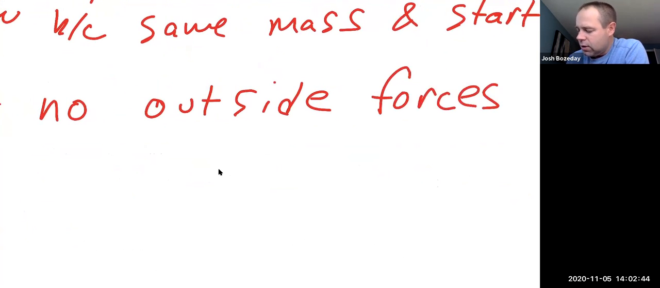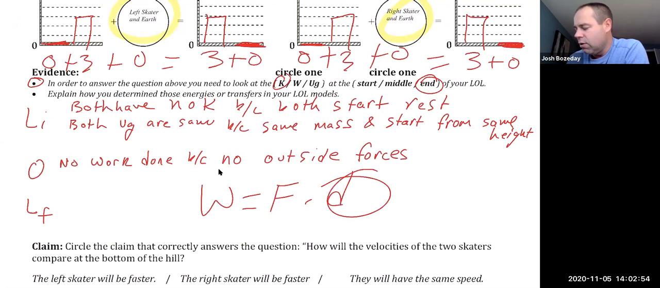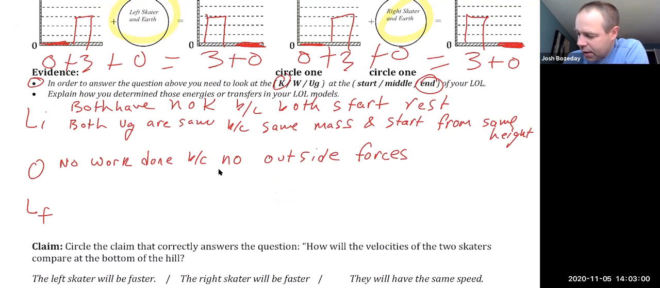Right? Just as a little side note, work equals force times distance. So if there's no force, if that's 0, then the work is 0. It doesn't matter how far you go, 0 times anything is 0. All right. So now we've compared our L initials and our O's.